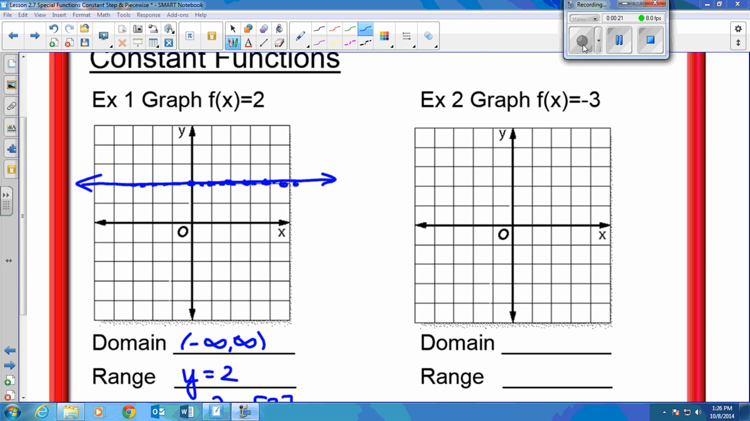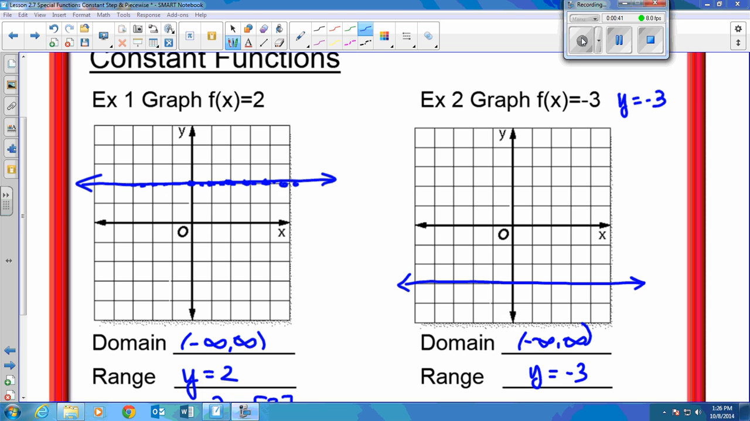Y equals negative 3. So on your paper, graph y equals negative 3 by yourself, and check it against what I'm getting. And then state your domain and range. Any questions?